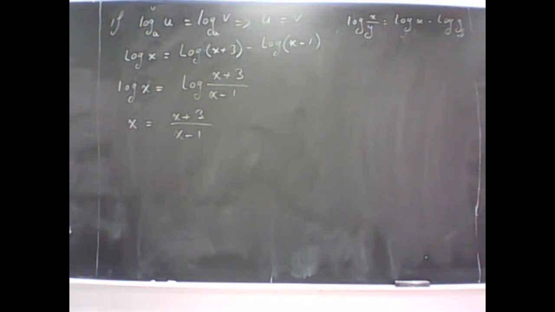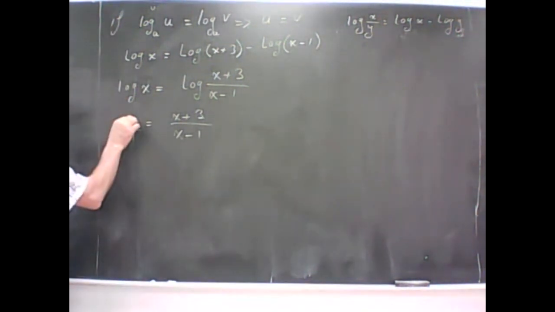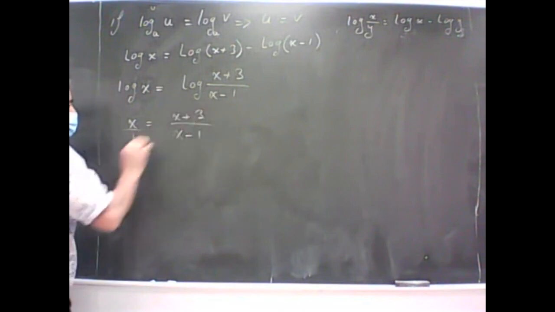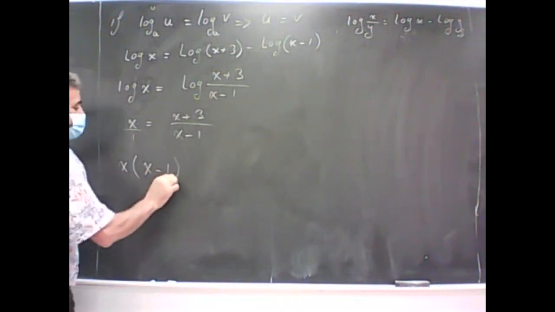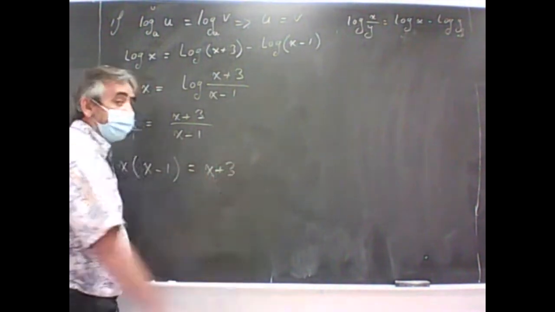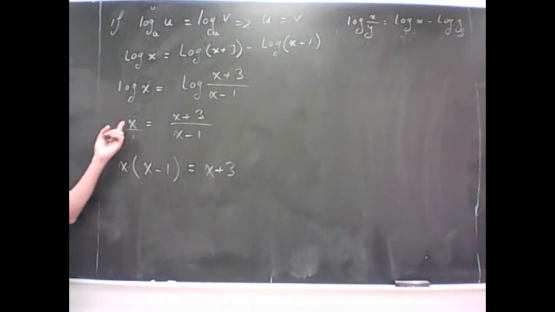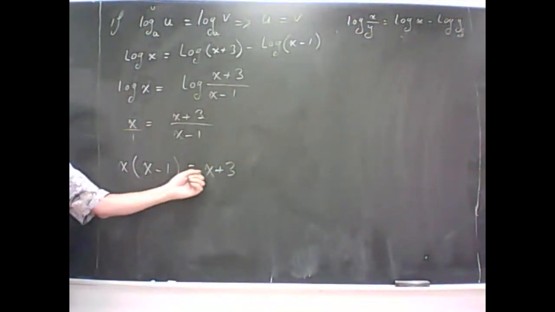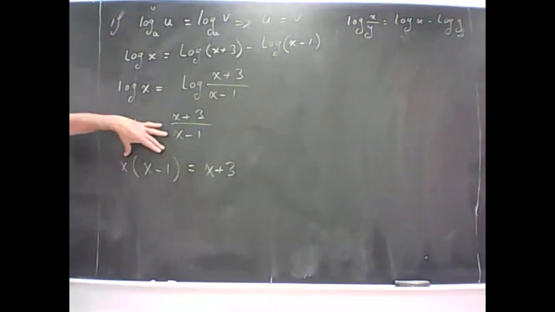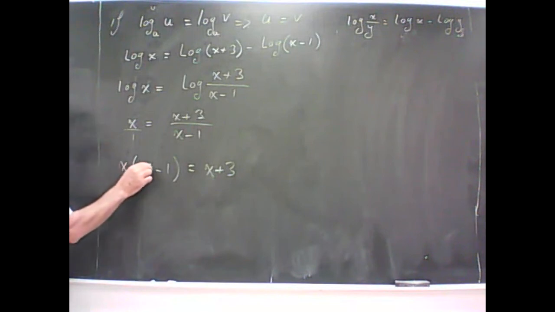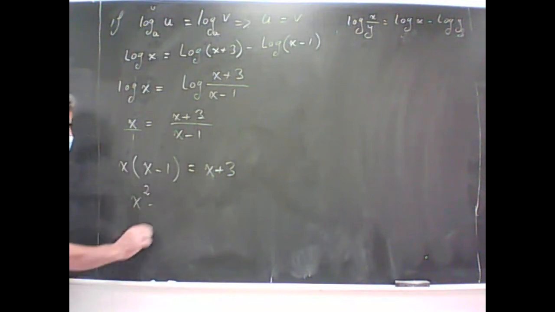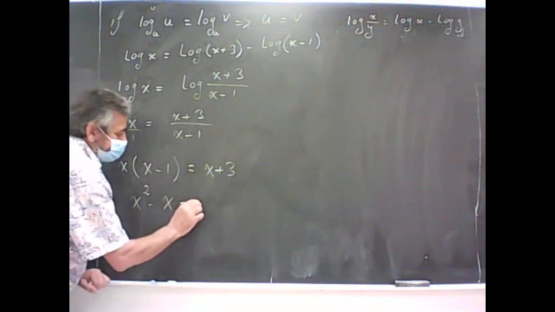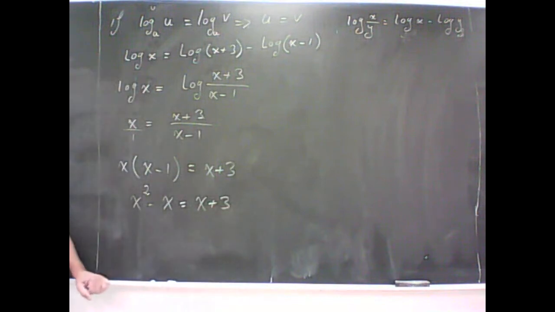We have to use techniques from algebra to solve this. Well, this is like a fraction equal to a fraction, right? First, we cross multiply. To cross multiply, we multiply this part by that, this part by that. So we have x times (x minus 1) equals 1 times (x plus 3), which is x plus 3. So now we're going to expand this. x times x is x squared, minus x times 1 is x, equals x plus 3.